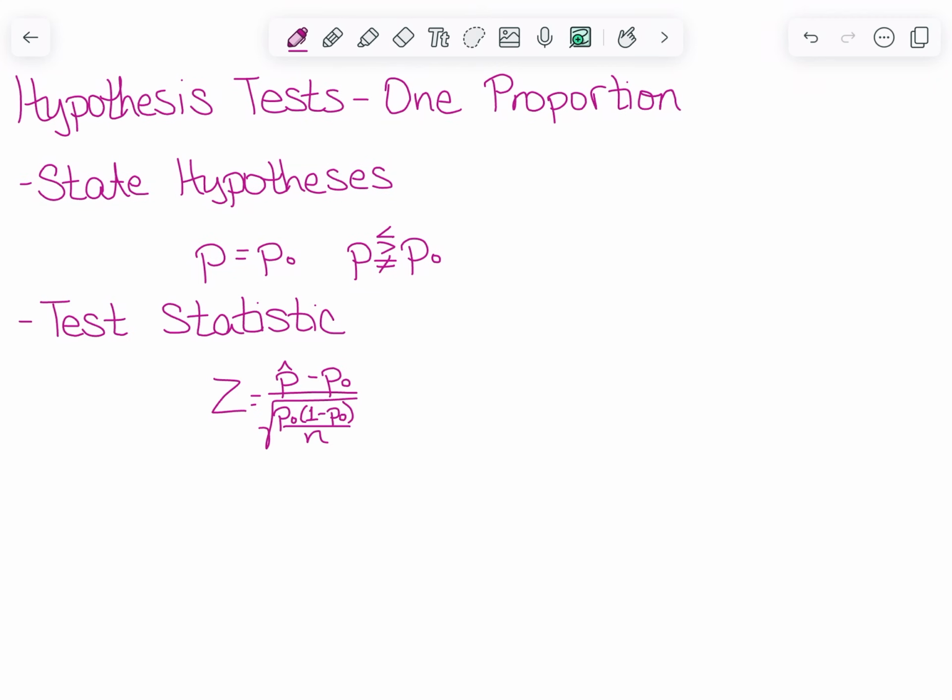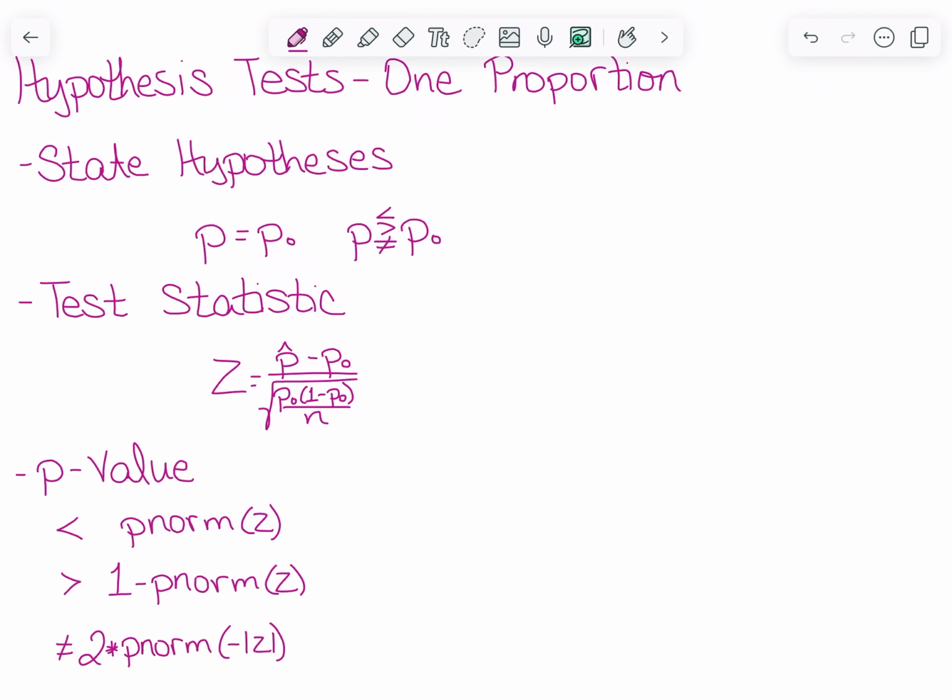Next up will be our test statistic. In calculating this, it is given by p hat minus p0 divided by the square root of p0 times 1 minus p0 over n. p0 is given by our hypothesis, p hat is our sample proportion, and n is our sample size.